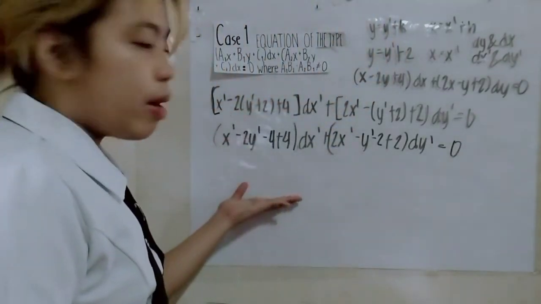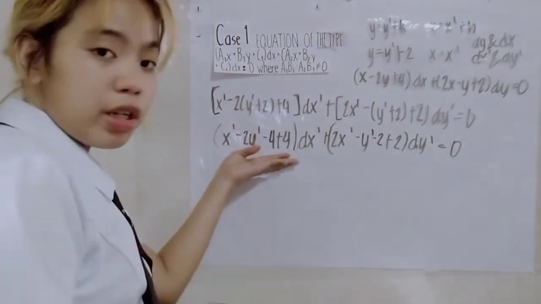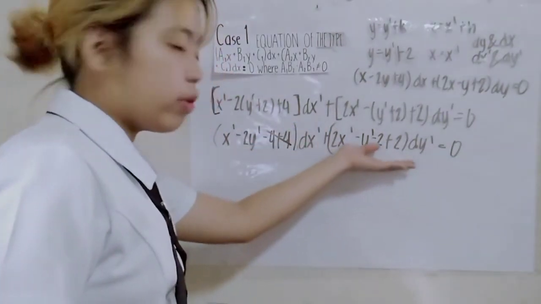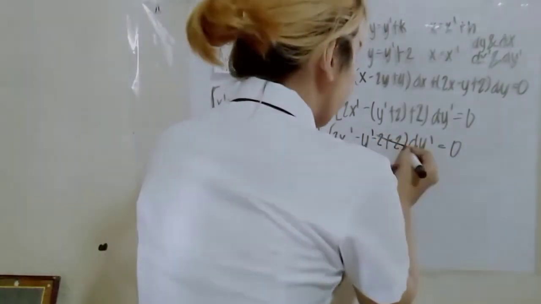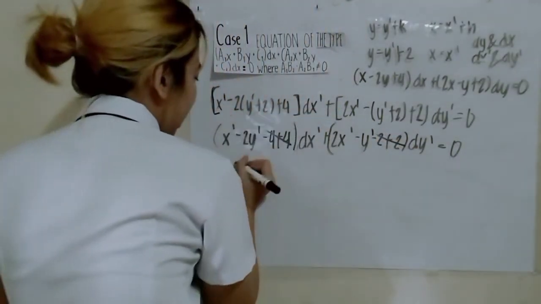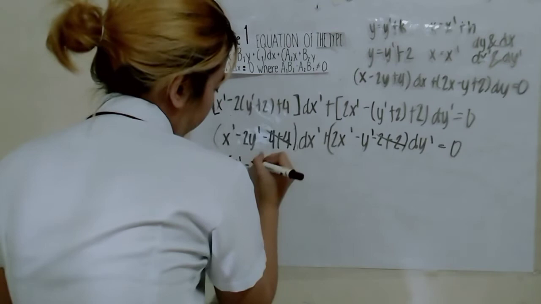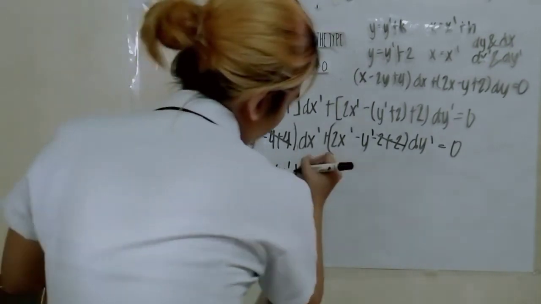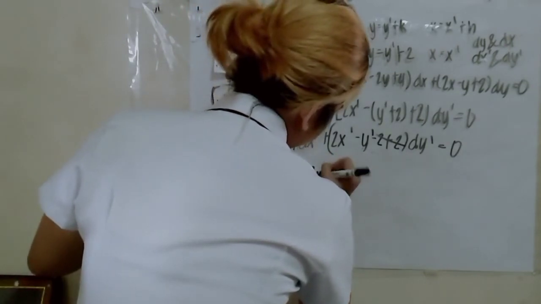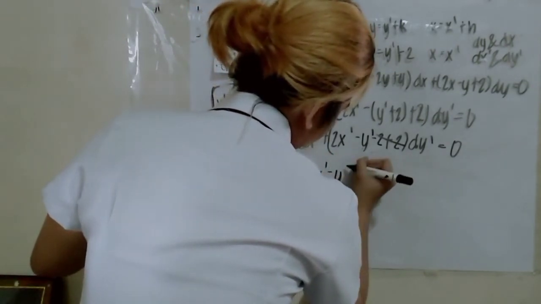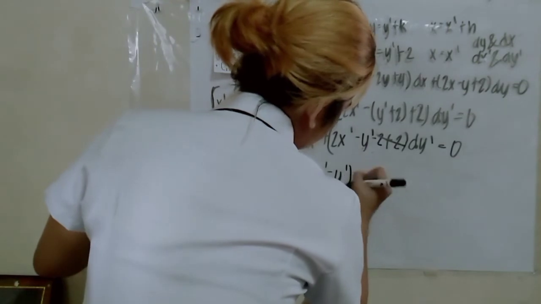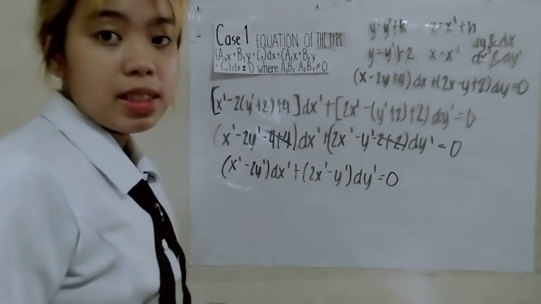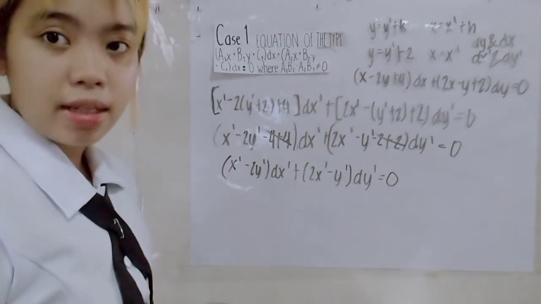We see that we have negative 4 and positive 4, so they cancel. Also, we have negative 2 and positive 2, so they cancel out again. What remains is (x prime minus 2y prime) dx prime plus (2x prime minus y prime) dy prime equals 0. Now we proceed to step number 3.